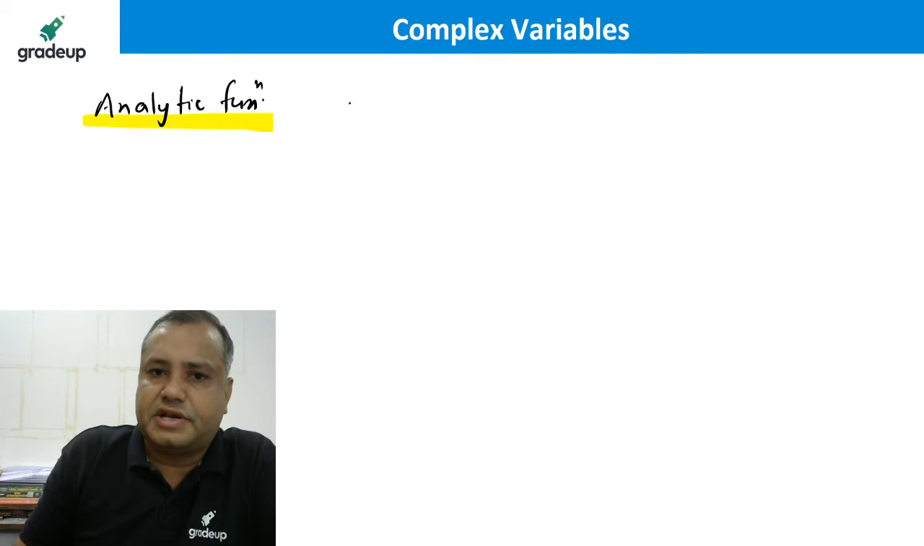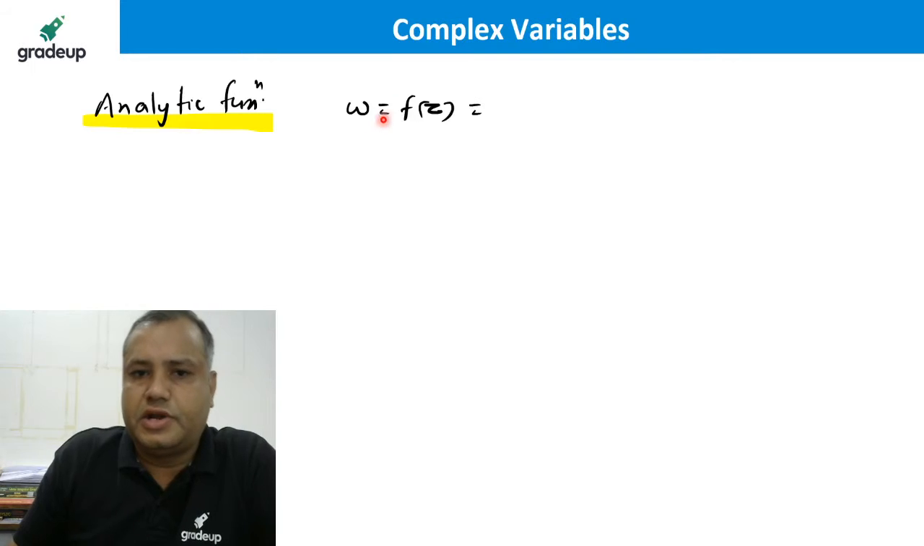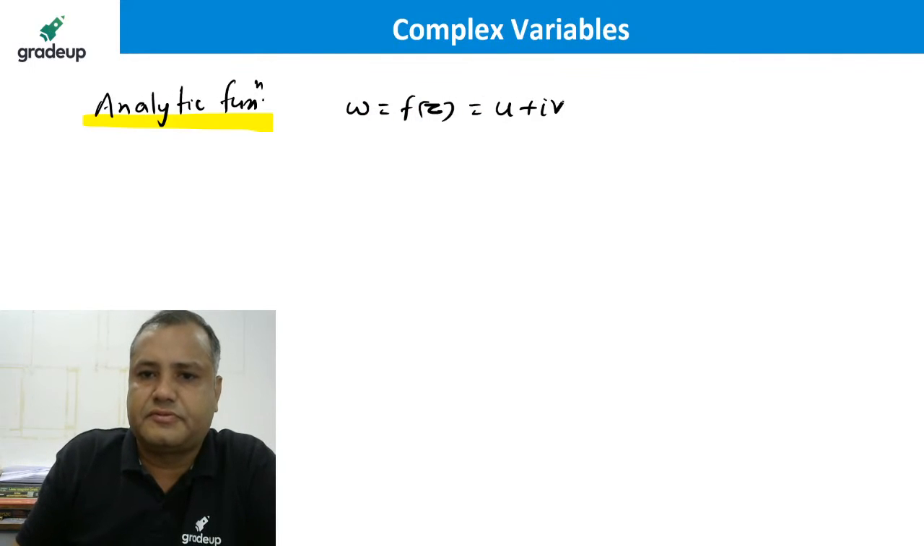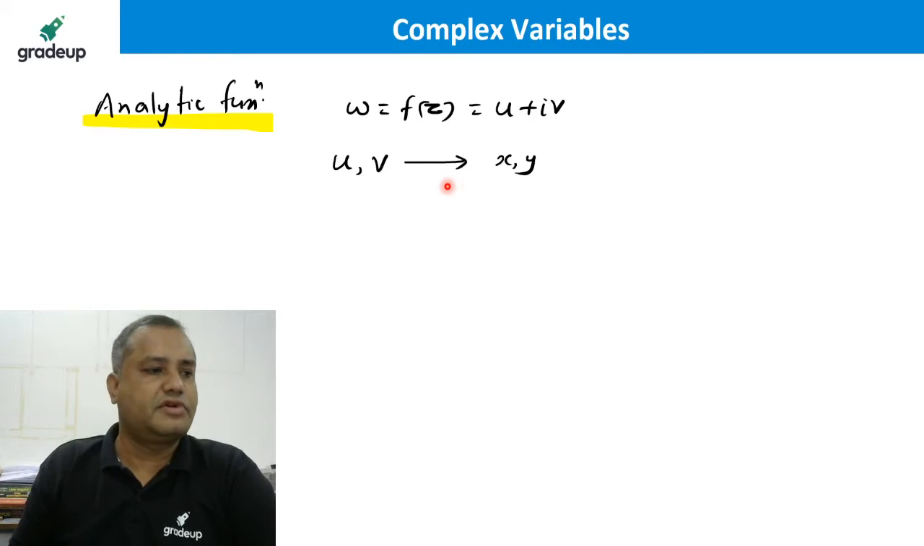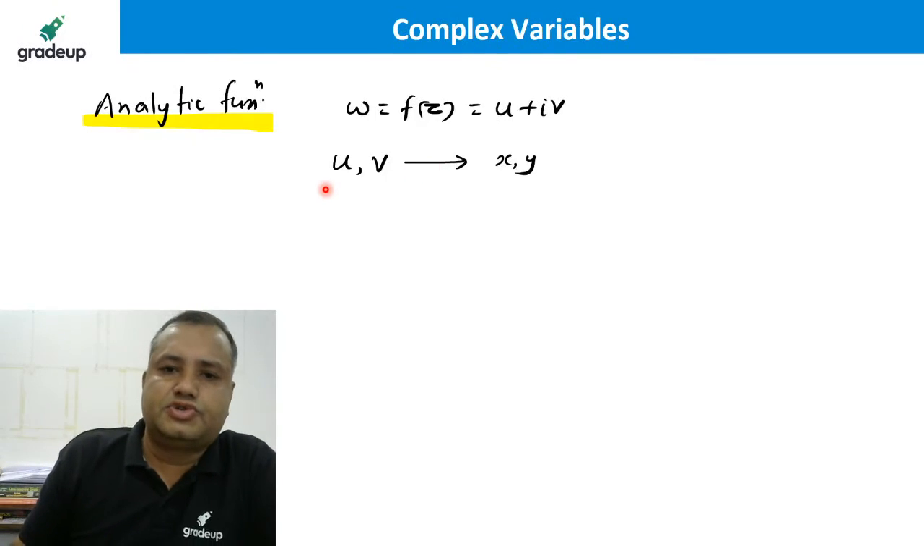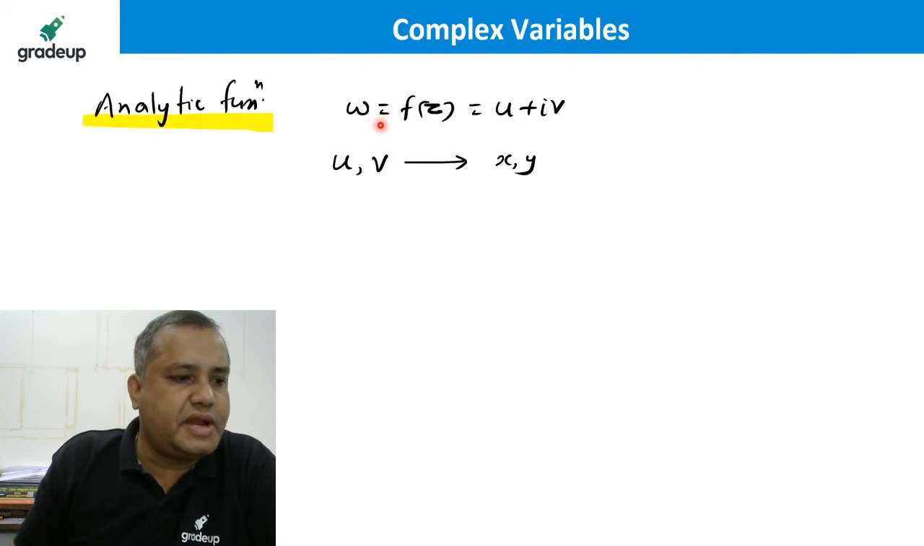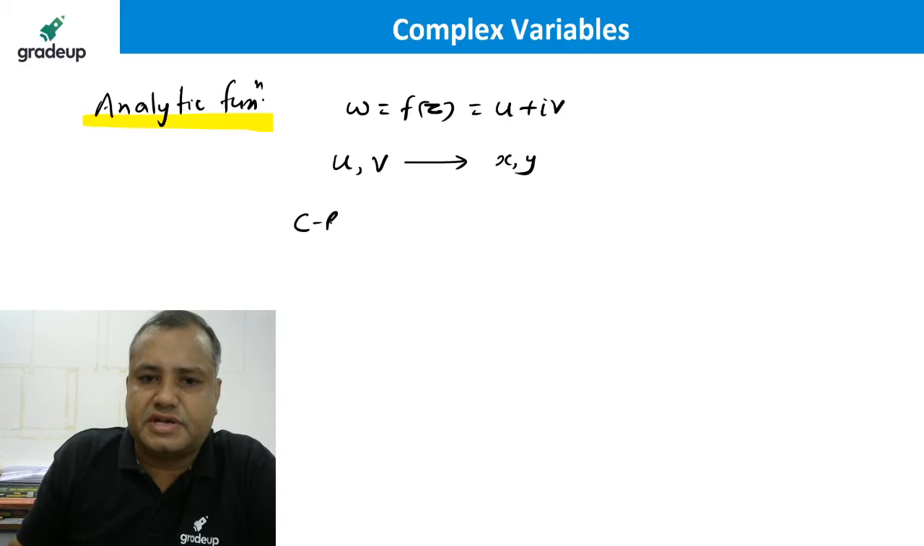We have a function of a complex variable denoted by w, which is f(z) = u + iv. Here u and v both are functions of x and y. For this function to be analytic, the Cauchy-Riemann equations have to be satisfied.